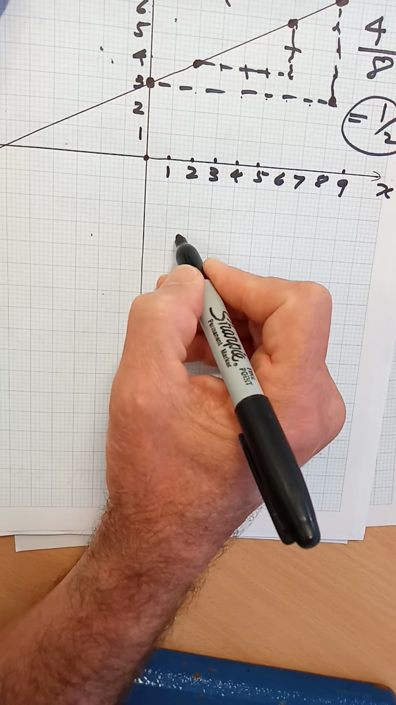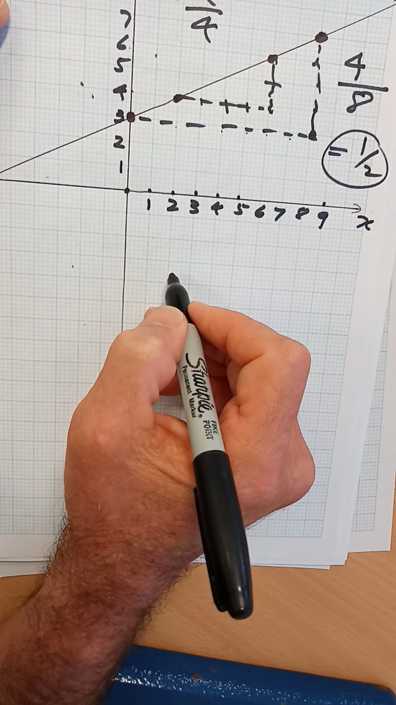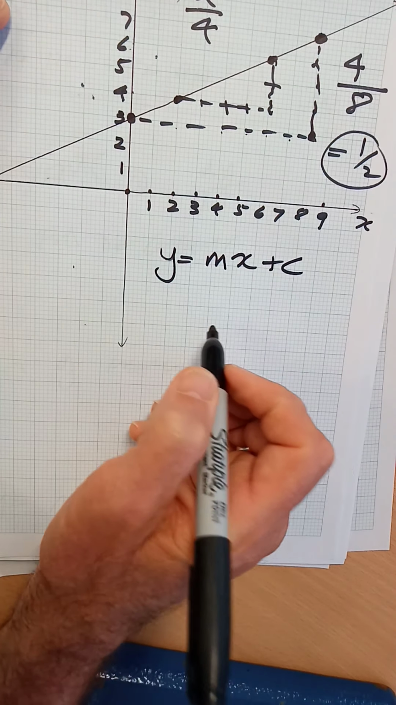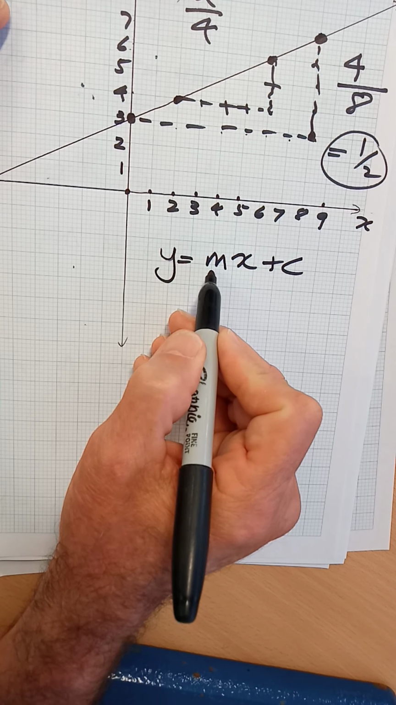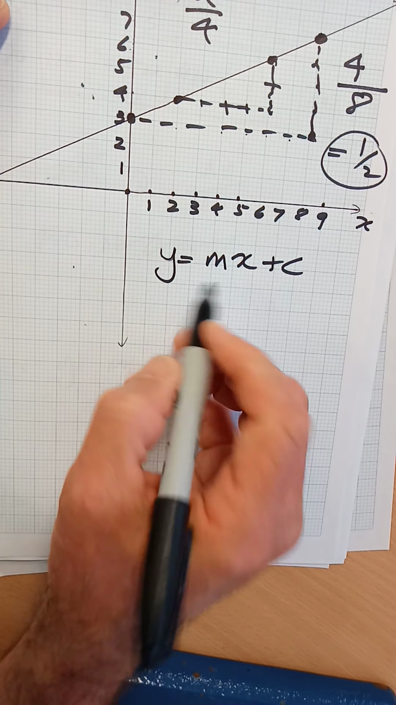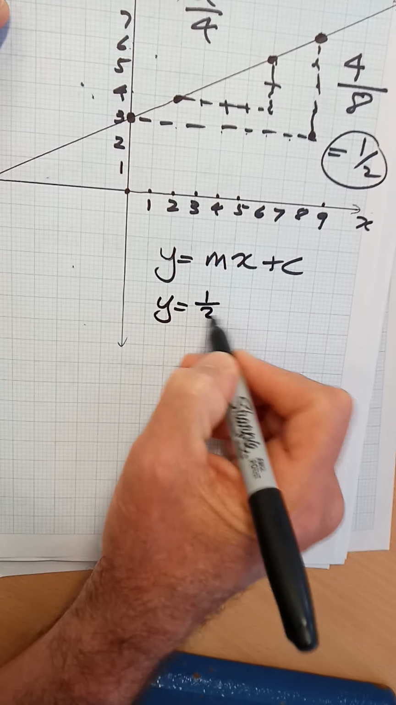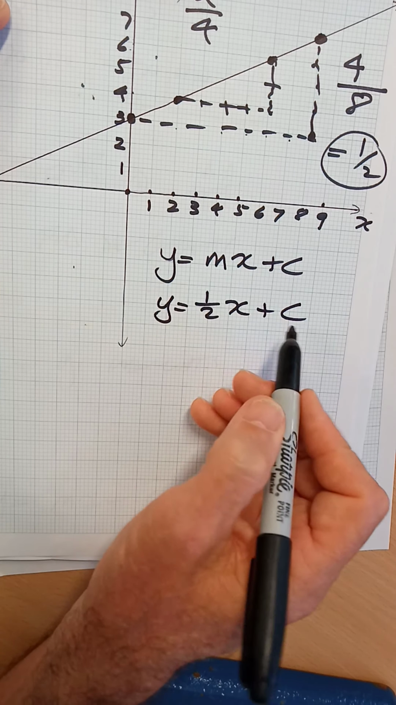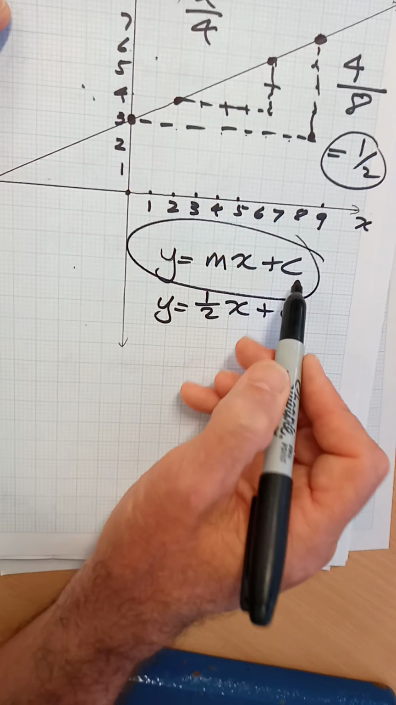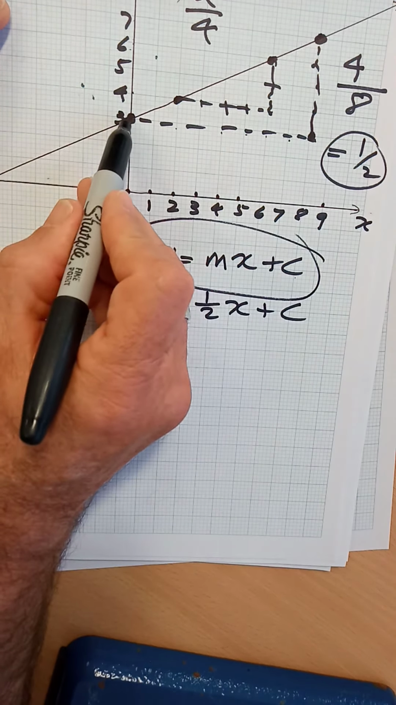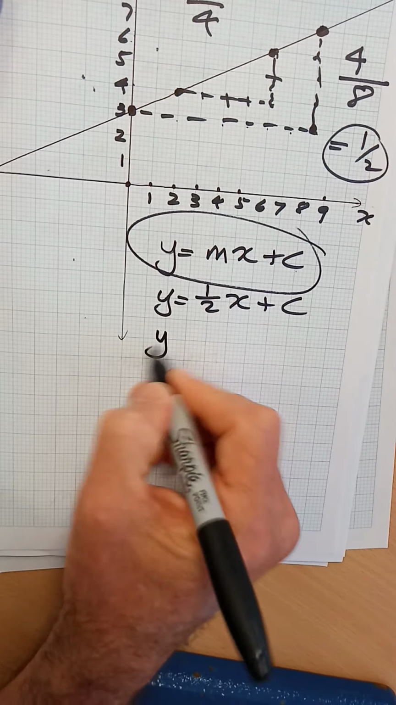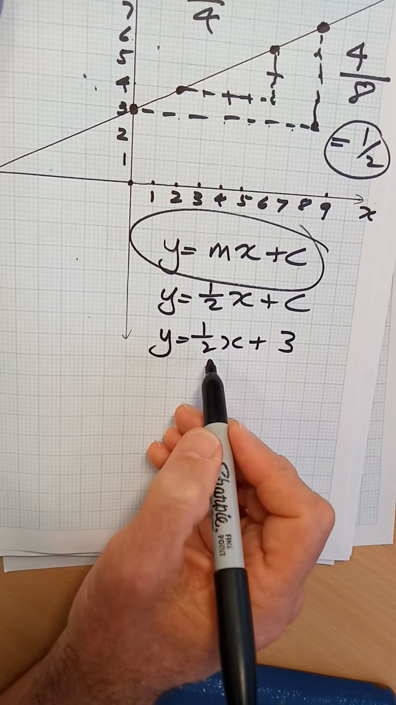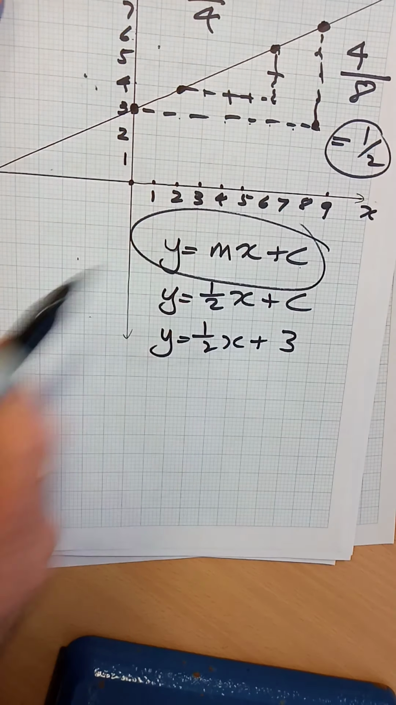So I can start forming the equation for this line, because y equals mx plus c, where m just stands for the gradient. So the equation for this line is going to be y equals a half x plus c. But what's c? C in this means the y-intercept. And the y-intercept here is 3. So the equation for this line is y equals a half x plus 3. That's the equation for that line.